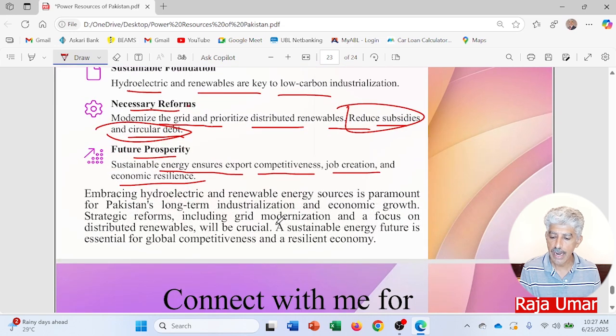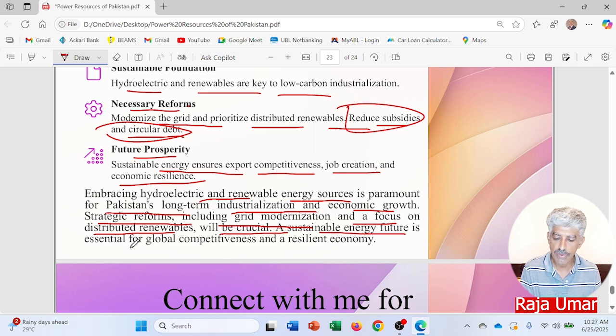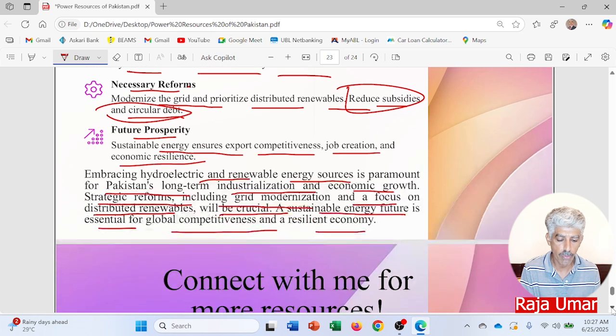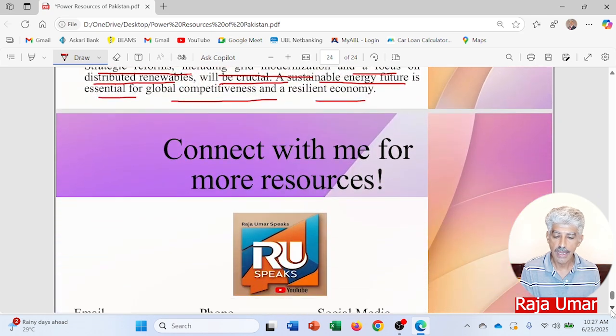So embracing hydroelectric and renewable energy sources is paramount for Pakistan's long-term industrialization and economic growth. Strategic reforms, including grid modernization and a focus on distributed renewables, will be crucial. A sustainable energy future is essential for global competitiveness and a resilient economy to prosper and move forward.